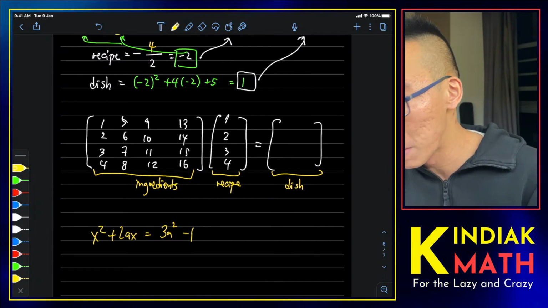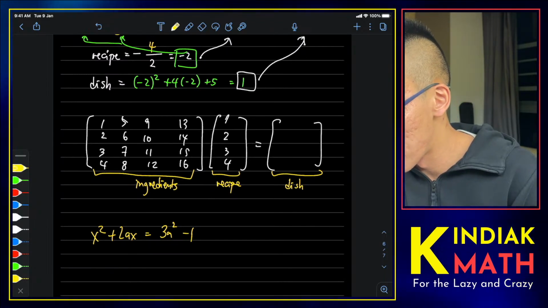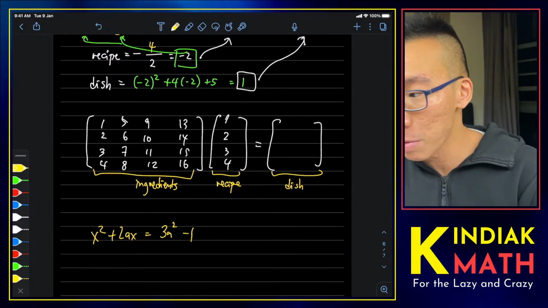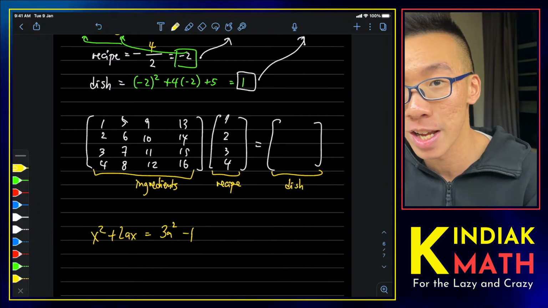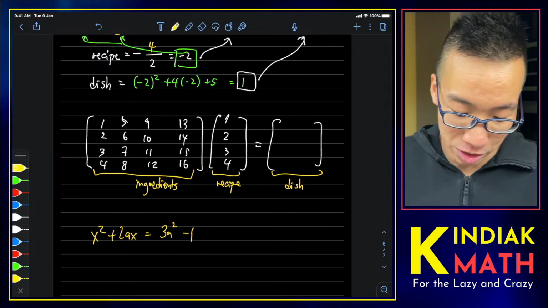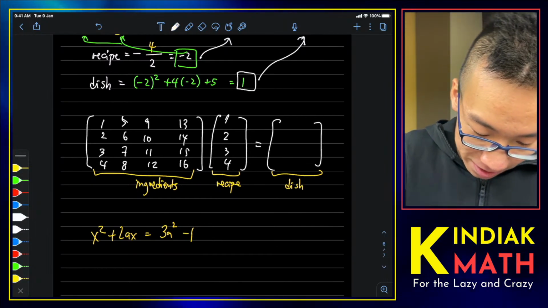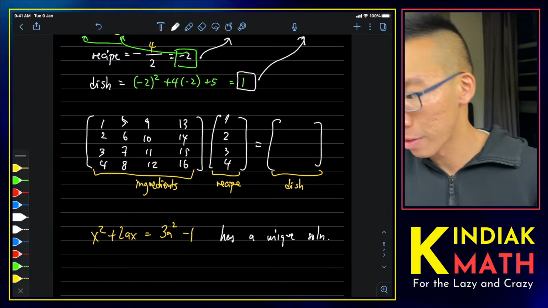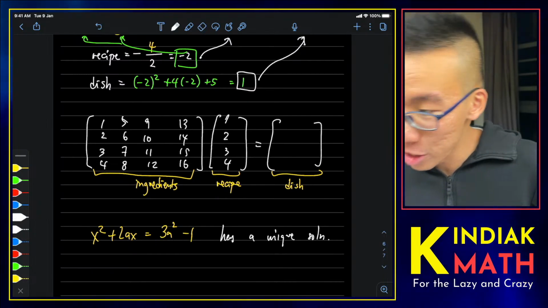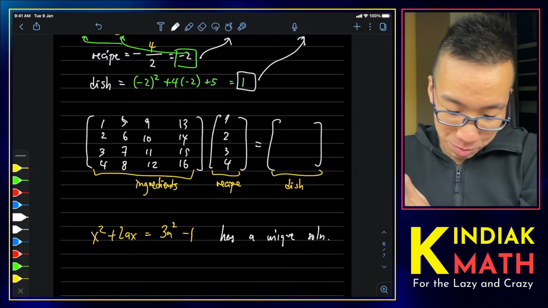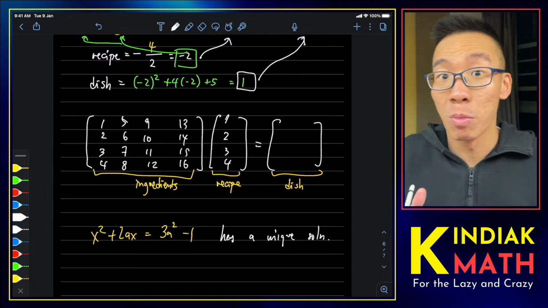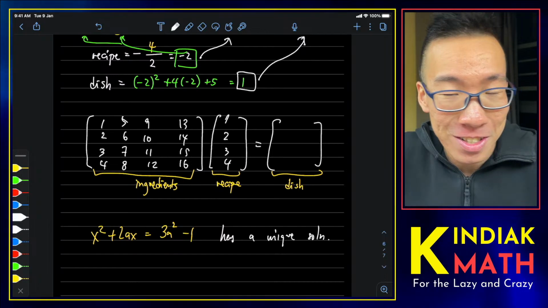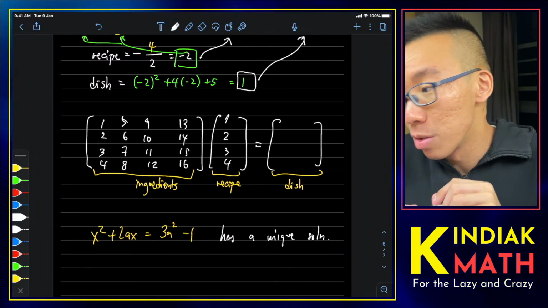And I believe what we mean by this is: what is the value of a if we're given that this equation has a unique solution? So the question is that this equation should have one unique solution. This equation itself doesn't really tell me anything. This equation is just an equation. But if it has exactly one solution, we can work this out.